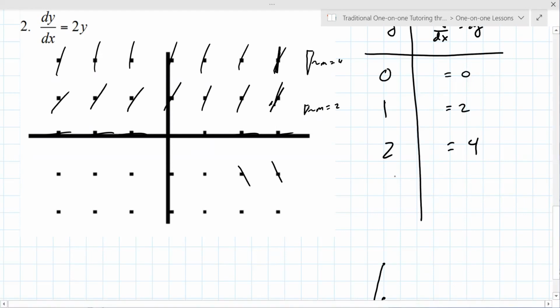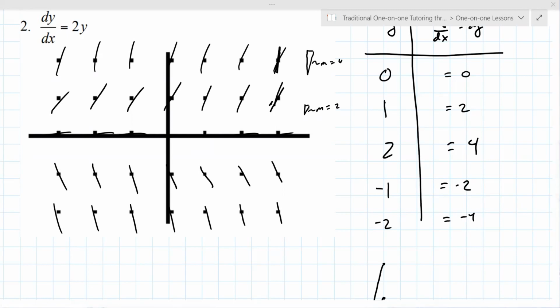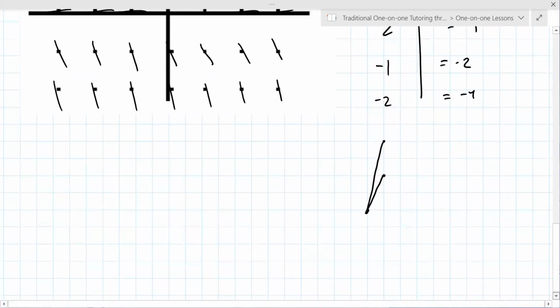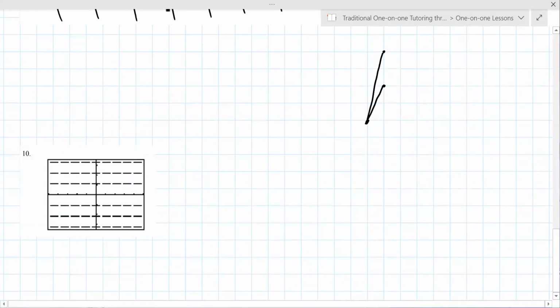Now on the other side, when y is -1, you get a slope of -2 down here, and when y is -2, you get a slope of -4. Right, so just less steep. Or no, wait, steeper. Yeah, steeper. Okay, so let me grab a slope field and give you the options, and let's talk about a path to figuring it out.